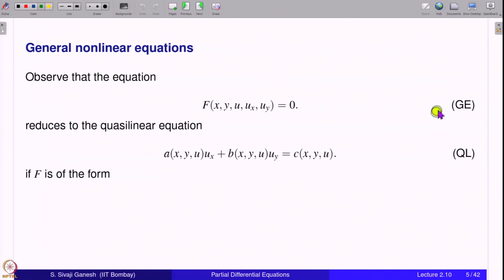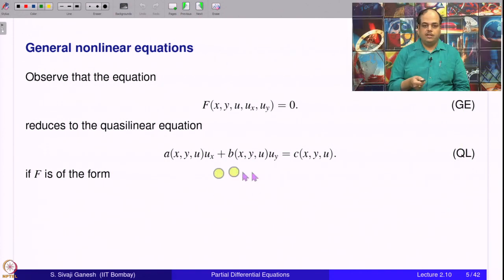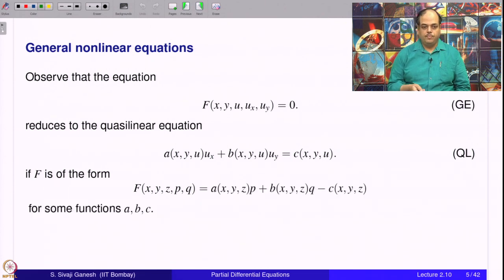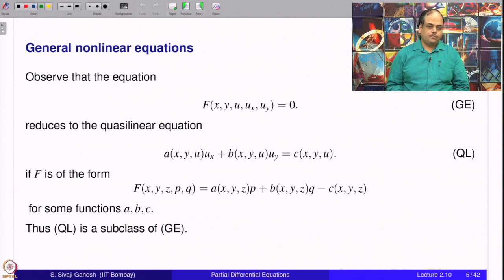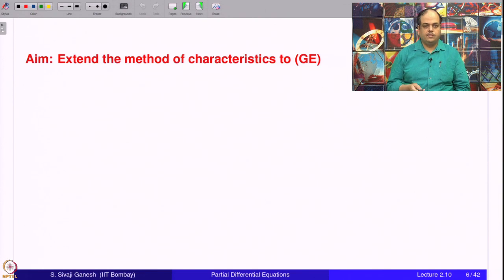Now, this general nonlinear equation reduces to a quasilinear equation when the function F is of what type? Note x, y, z, p, q stand for x, y, u, ux, uy. In the place of z, u comes, in the place of p, ux comes, in the place of q, uy comes. Therefore, F of x, y, z, p, q in the case of a quasilinear equation is a of x, y, z into p plus b of x, y, z into q minus c of x, y, z, for some functions a, b, c. So, QL is a subclass of GE. Quasilinear equations are contained in general nonlinear equations.